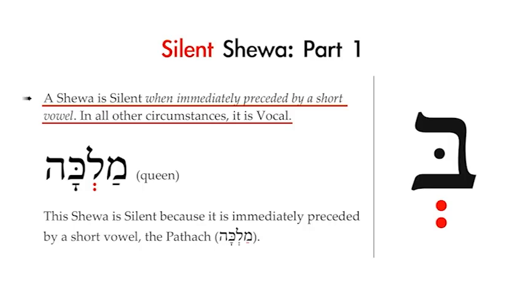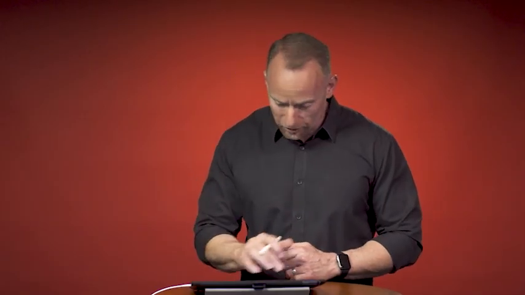Well, again, let's look at our example, Malka, queen, and you'll see that there is a red schwa under the lamed. You'll also observe that it's immediately preceded by the short vowel, pathach, the short A-class vowel. This schwa is silent then because it is immediately preceded by a short vowel, the pathach. In any other environment, it's going to be a vocal schwa, and it really is that easy. Now we're going to look at some other circumstances that may be potentially confusing, but this is the rule that governs all the other rules.